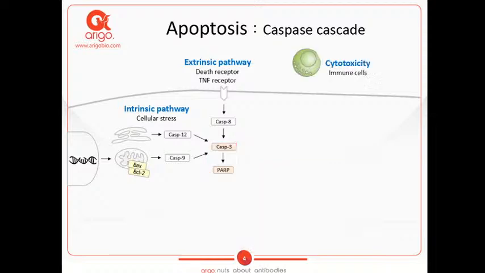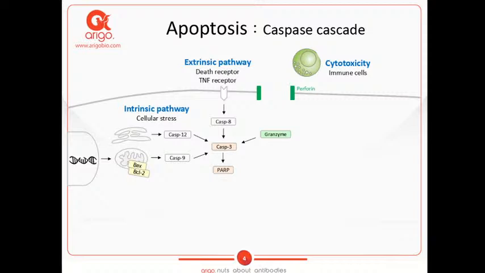Besides, an alternative pathway is cytotoxicity. The cytotoxicity is mediated by immune cells. The immune cells release granzyme and perforin. Perforin forms a pore in the plasma membrane. Then the granzyme enters the target cell to activate caspase 3 and induce apoptosis. So the immune cells induce the target cell to undergo the apoptosis process.